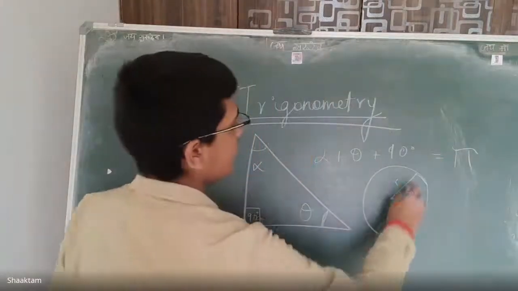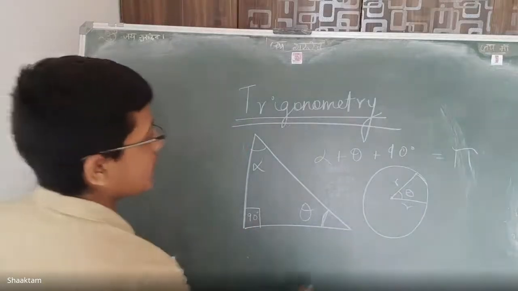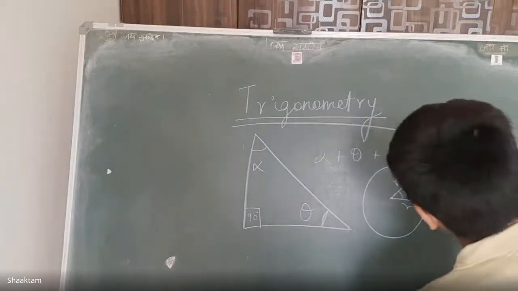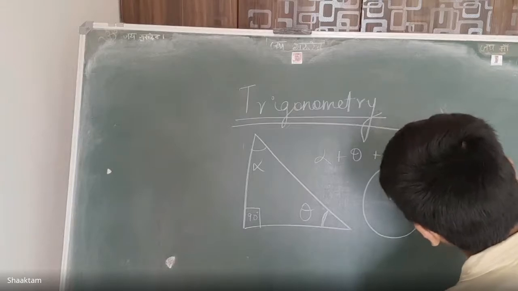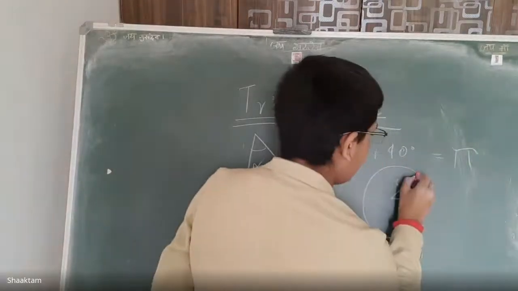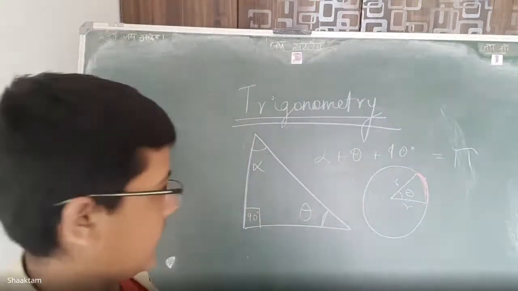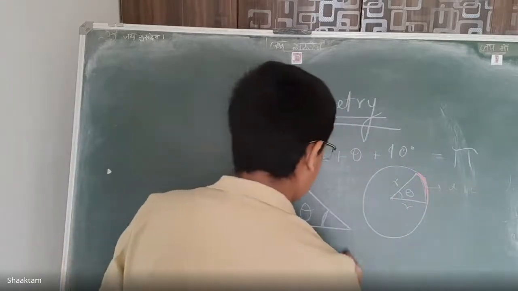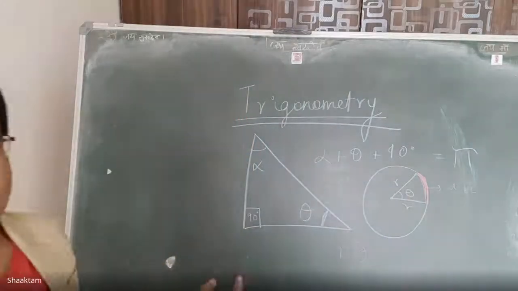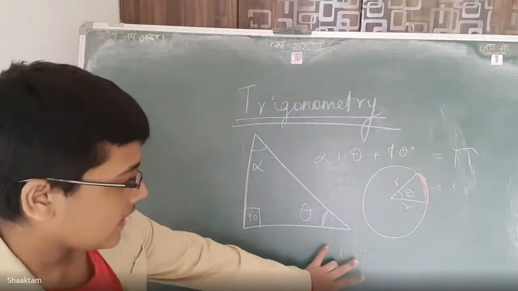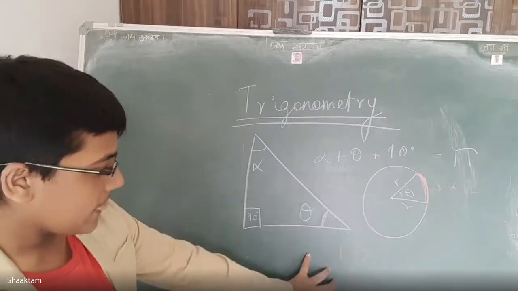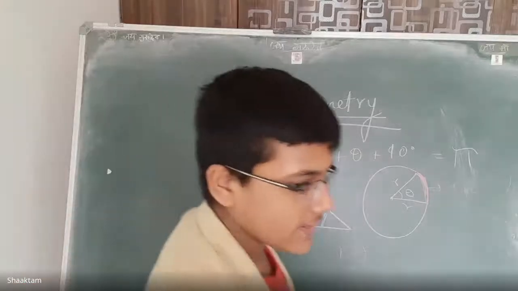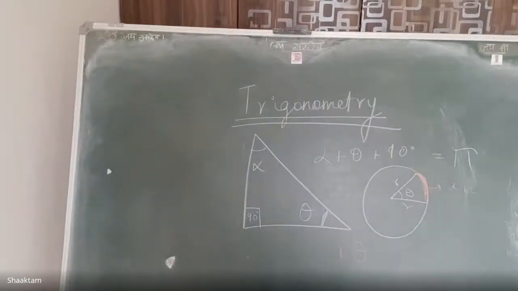Now, you know that if this is r, since it's drawn from the center, this will also be r. But this, now let me use another chalk to explain. This length, a part of the perimeter or circumference enclosed by these two radii, is referred to as an arc. And the length of this arc is r into theta. But again, it doesn't make any sense at all. Why? How can I multiply length and degree to get length? It's not possible. Mathematically, dimensionally, in terms of units, it's not possible.